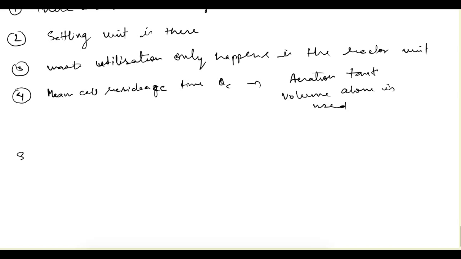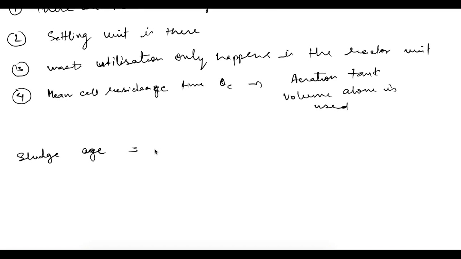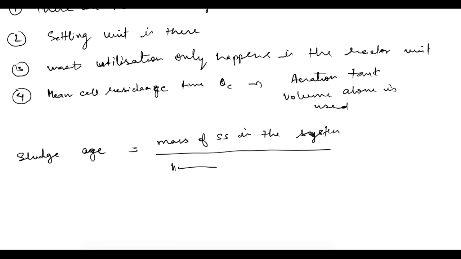So first of all, sludge age is given as mass of suspended solids in the system divided by mass of suspended solids leaving the system per day. This is the basic equation for sludge age, theta c as we call it.